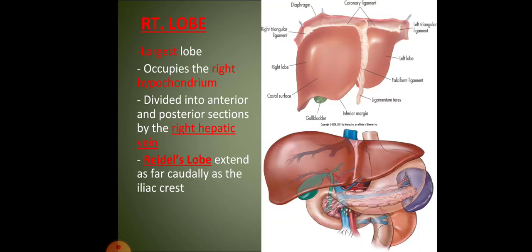So the right lobe is the largest lobe, as we can see in the diagram. It occupies the right hypochondrium. It is divided into anterior and posterior sections by the right hepatic vein. It contains a riedel lobe, which extends as far caudally as the iliac crest.